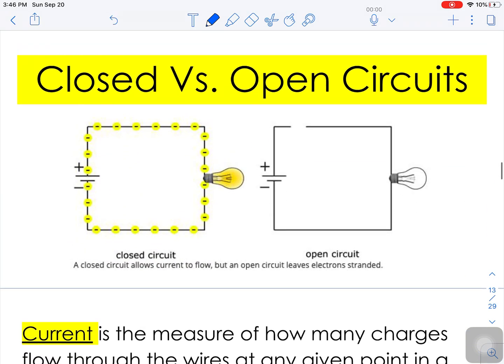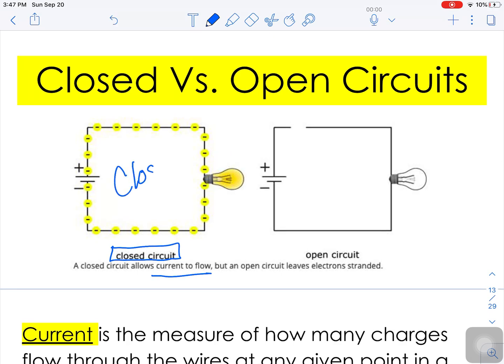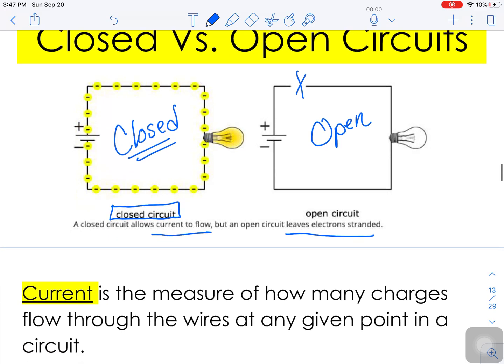So here's the first thing we learned about closed versus open circuit. A closed circuit, sports fans, is one that allows current to flow, okay? It's a complete pathway. An open circuit, though, is one where there is a break in those pathways, and that leaves those electrons stranded. So this is an open circuit. I can use switches to open or close circuits. That's what you do like in the walls of your house.